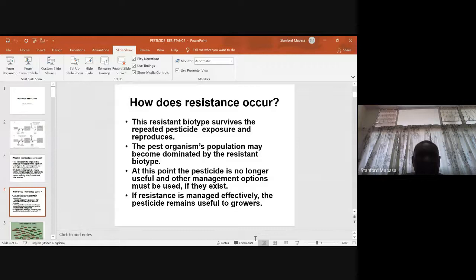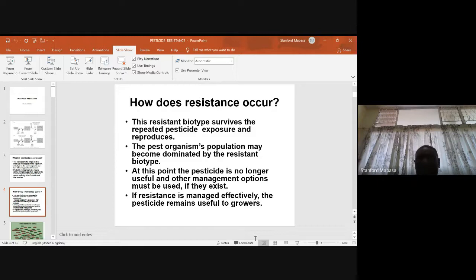How does resistance occur? Now, this resistant biotype survives the repeated pesticide exposure, and meanwhile, it is actually reproducing and building up a new population. The pest organism's population may become dominated now by the resistant biotype. Now, at this point, the pesticide is no longer useful, and other management options must be used if they exist.